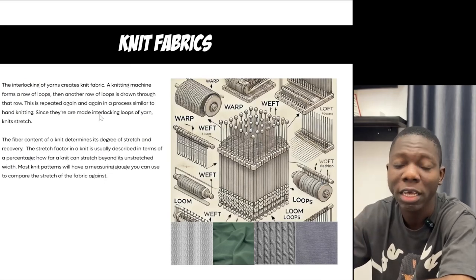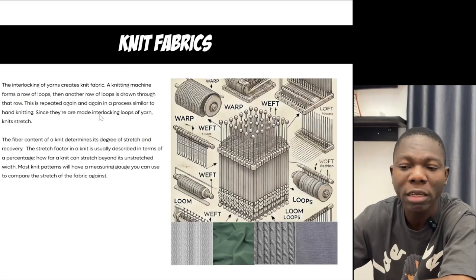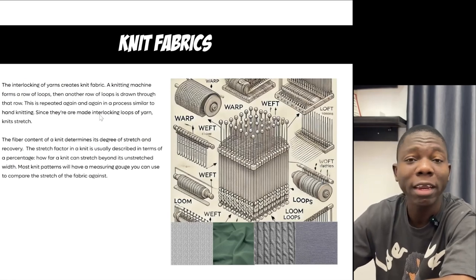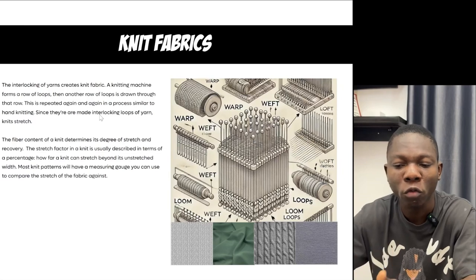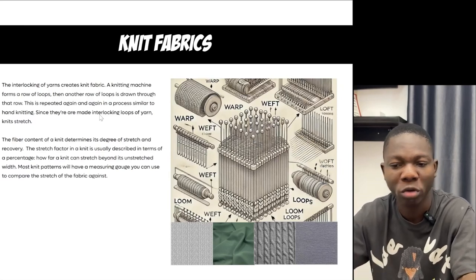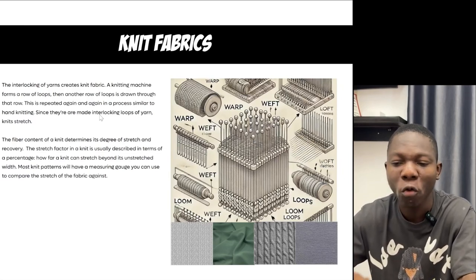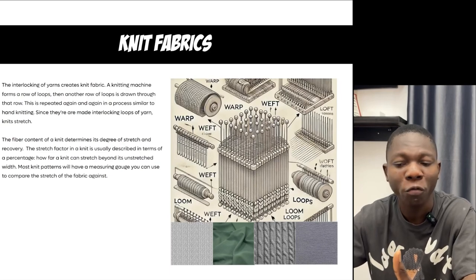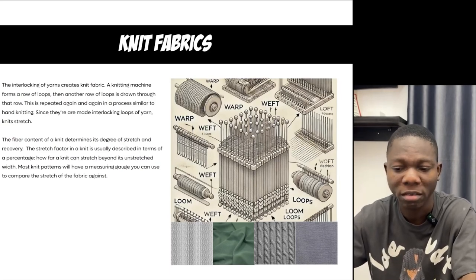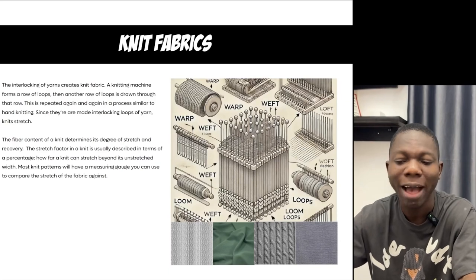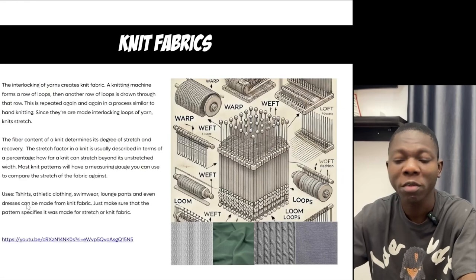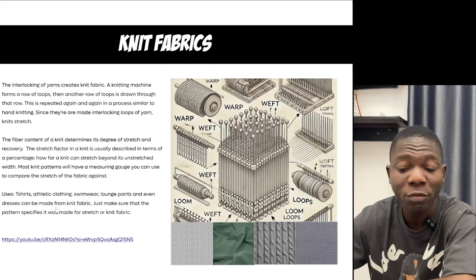Knit fabrics are made by interlocking loops together. A knitting machine contains rows of loops, then another row of loops is drawn through that row. These steps are usually repeated over and over, and the fabric is stretchy. The fiber content of a knit determines the degree of stretch and recovery, and the stretch factor is usually described in percentage. Most knit patterns have a measuring gauge you can use to compare the stretch of the fabric against. Examples of knit fabrics include athletic clothes, swimwear, lounge pants, and even dresses.